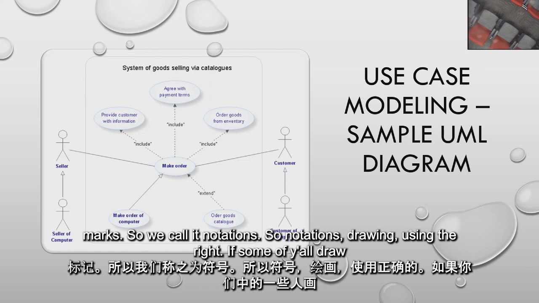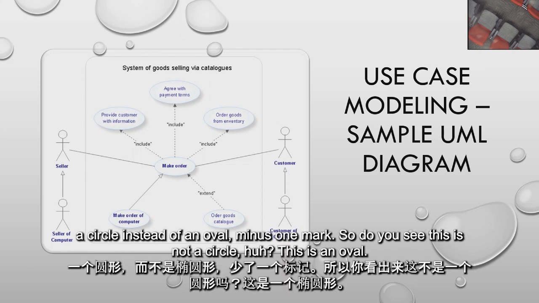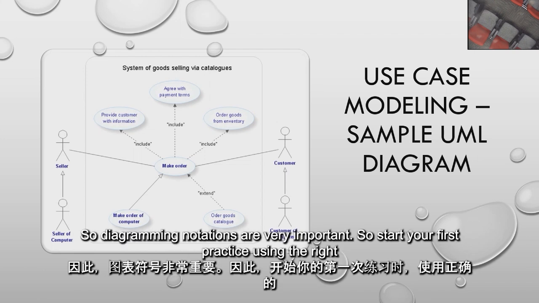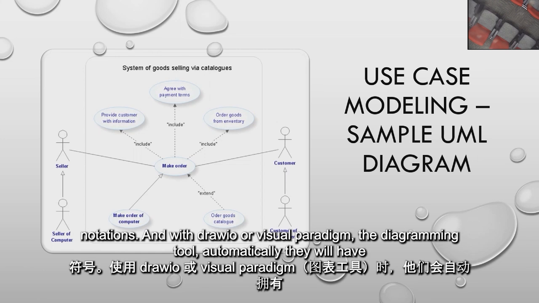So notations, drawing, using the right ones. If some of y'all draw a circle instead of an oval, minus 1 mark. So do you see this is not a circle, huh? This is an oval. So diagramming notations are very important. So start your first practice using the right notations.